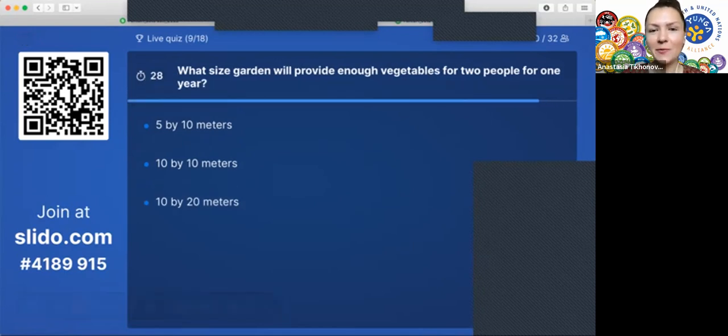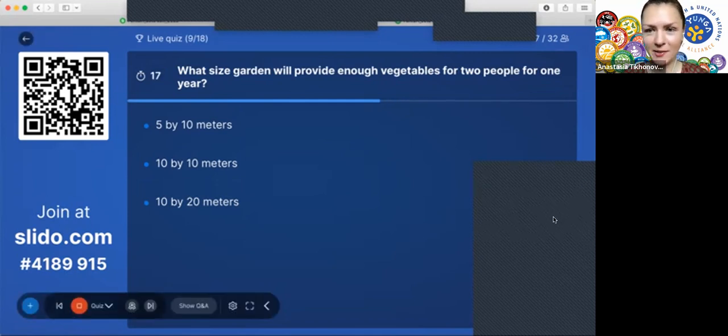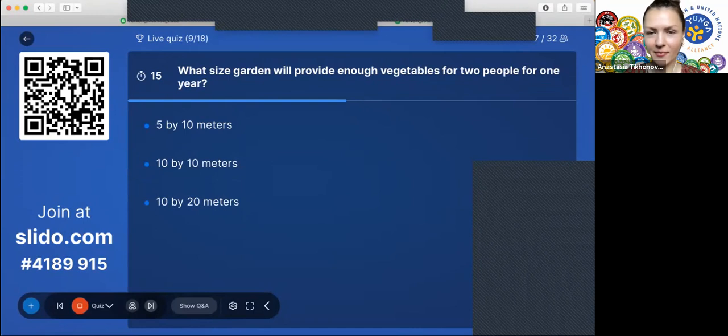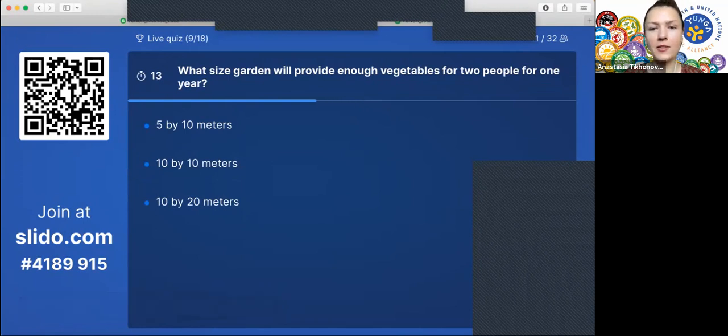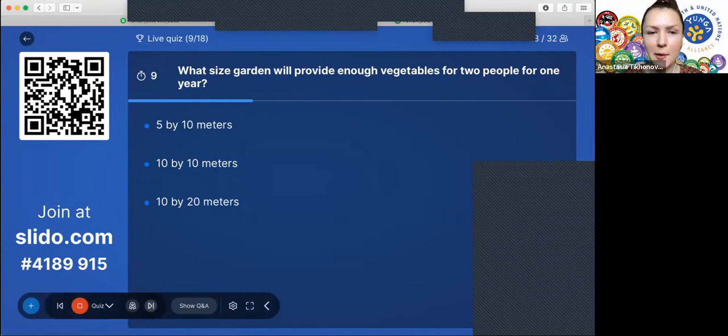What size garden will provide enough vegetables for 2 people for 1 year? 5 by 10 meters, 10 by 10 meters, or 10 by 20 meters. So you can grow enough food for 2 people for 1 year, well, at least vegetables. What do you think? 4 seconds left.